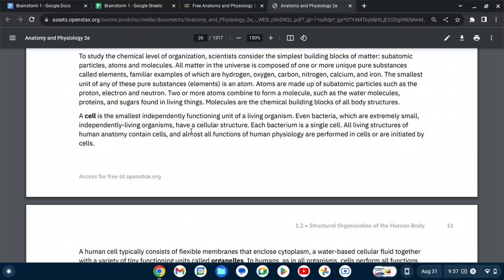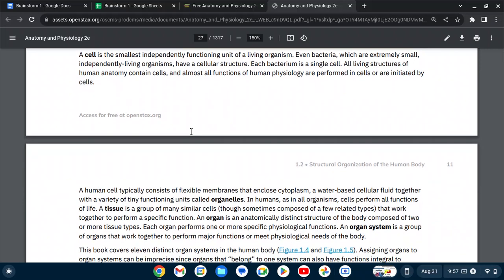Such as the water molecules, proteins, and sugars found in living things. Molecules are the chemical building blocks of all body structures. A cell is the smallest independently functioning unit of a living organism. Even bacteria, which are extremely small, independently living organisms, have a cellular structure. Each bacterium is a single cell.